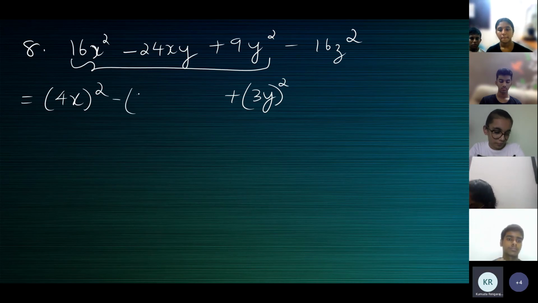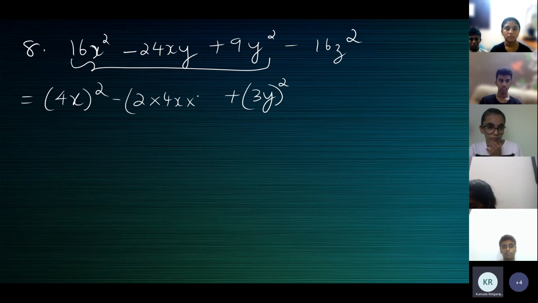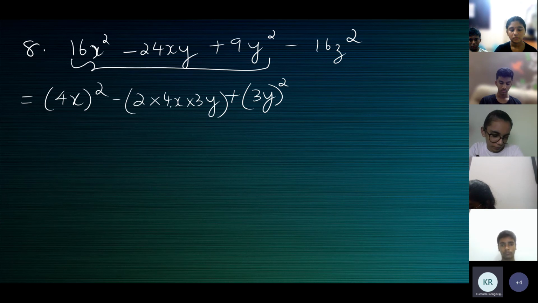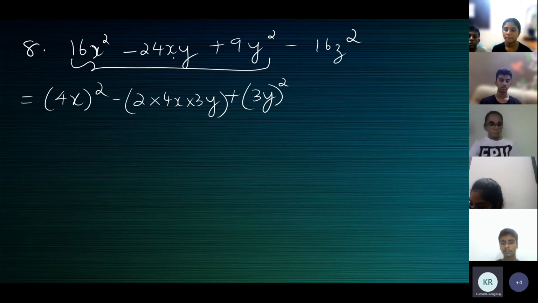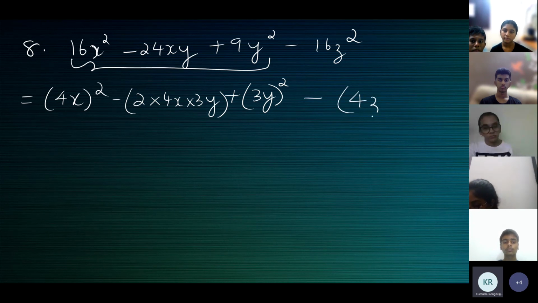Now let's do the middle term, 2 into 4x into 3y, and check if we are getting minus 24xy. 4 2s are 8, 2 4s are 8, 8 3s are 24, 24xy. Yes, perfect. We are getting the middle term minus 24xy. We write 16x square as 4x the whole square, 9y square as 3y the whole square. So A is 4x, B is 3y. So 2AB, 2 into 4x into 3y, when you multiply this, we get minus 24xy. Minus 16z square is minus 4z the whole square.